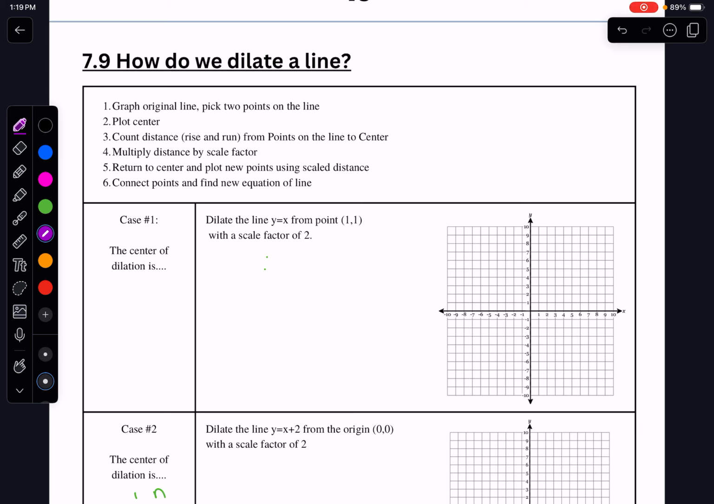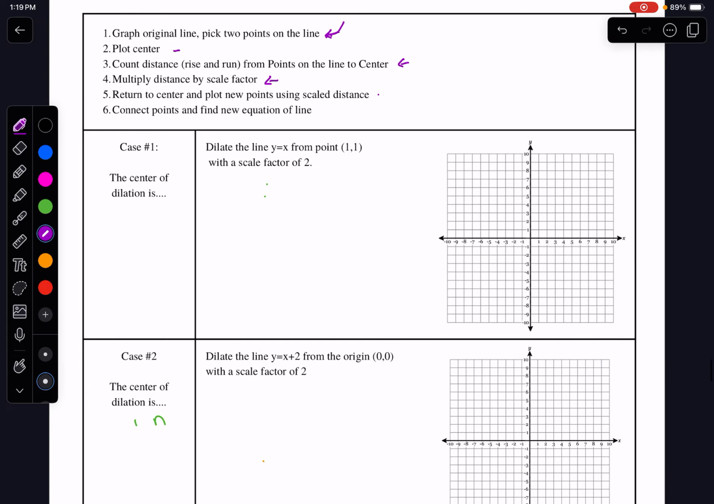So there's a couple generic steps that we're going to follow every time. You're always going to graph the original line, right? And make sure that you have at least 2 points plotted, like distinctly plotted. You're then going to plot the center. You're then going to want to count the distance from the center to each point that you have plotted on the line. Write down those distances. Multiply the distances by your scale factor. Go back to the center and plot the new points using the scale distance. So you're going to count again, but instead of using your original distances, you're going to use your new distance. And then you connect your new points to find the new equation of the line. Once we do it a couple times, you'll see what I'm talking about.